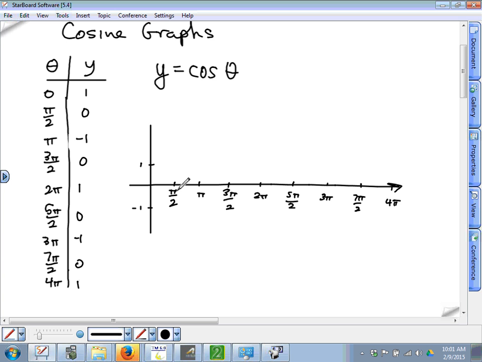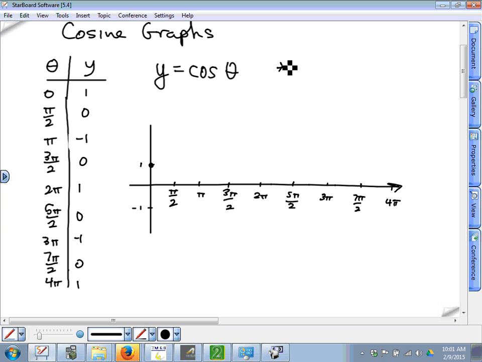The most important difference, you guys, between sine and cosine is where the graph starts. Where did the sine function always start? 0, 0, right at the origin. Yes? Take a look at where we're going to start with cosine. 0, 1.